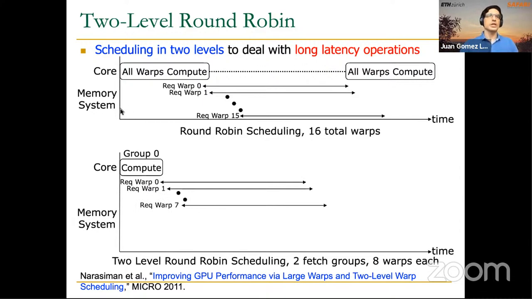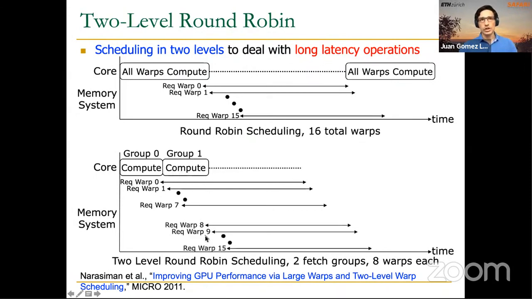And this way, as soon as all these warps from group zero reach this point where they need to go to the global memory, we can continue executing instructions from warps belonging to group one. And this way we achieve more overlap. As you can see here, we are hiding the latency of the access to the global memory with the execution of warps on the GPU pipeline.